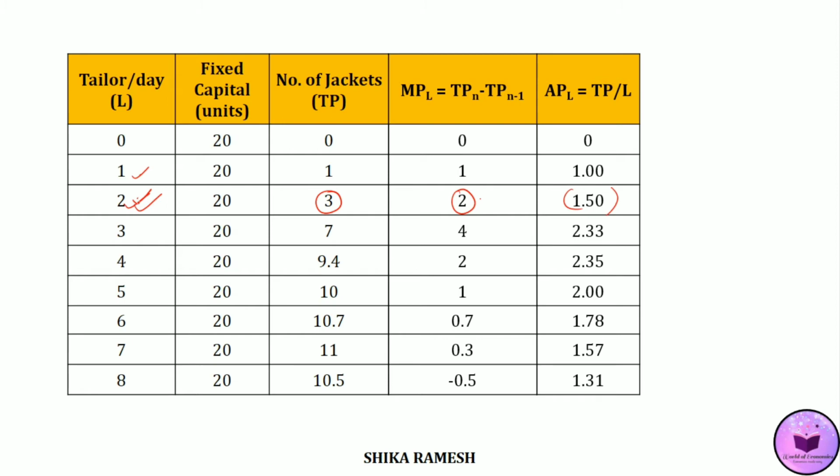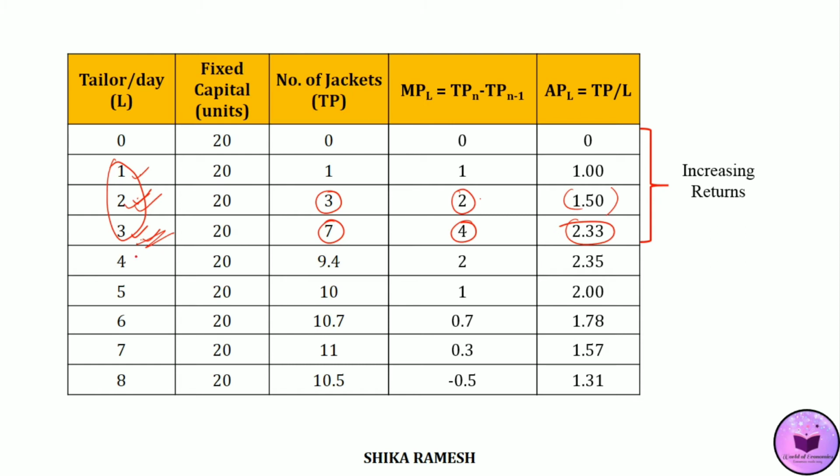And when the firm hires a third tailor, all the 3 tailors together contribute to a total of 7 jackets, while the marginal productivity of the third tailor is 4 jackets. The third tailor's average productivity is 2.33 jackets. So till the employment of the third tailor, the total output is increasing at an increasing rate.